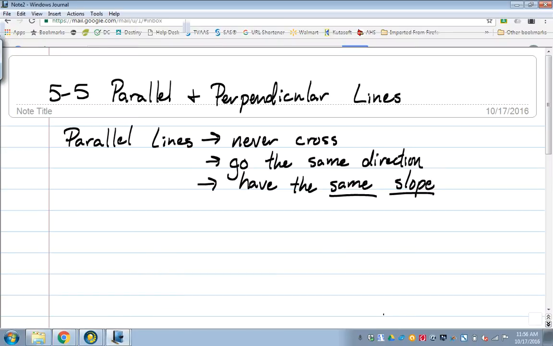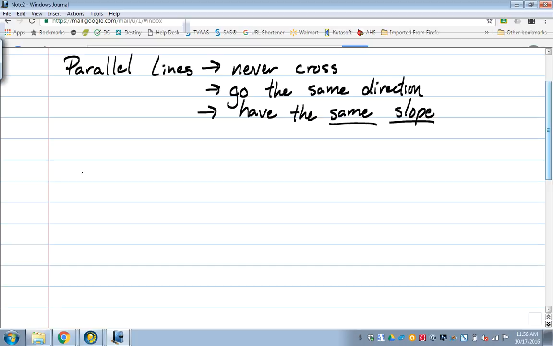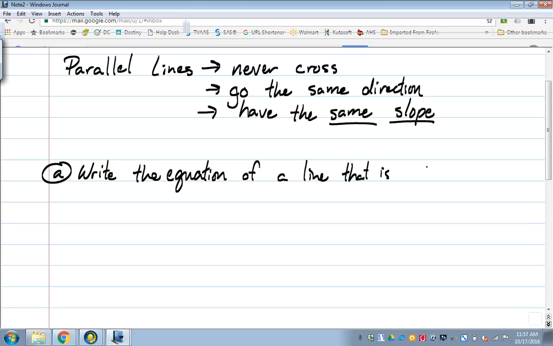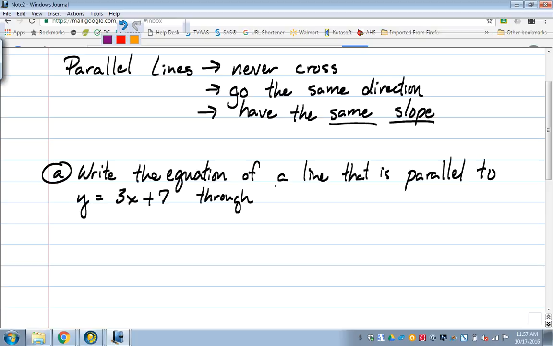Okay. All right, so parallel lines have the same slope. So let's start with just writing an equation of a line that's parallel to another. So this is example A. We want to write the equation of a line that is parallel to y equals 3x plus 7 through the point 0, -8.